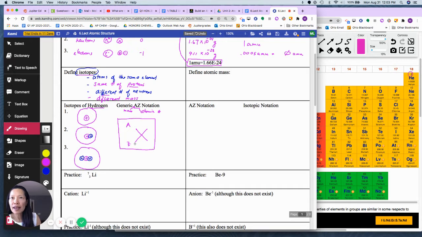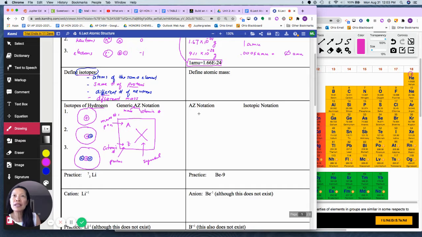Okay, so again, this is the element symbol. This is the mass number. And as you notice, it's equal to the number of protons and neutrons. And this is the atomic number, which is also the number of protons.